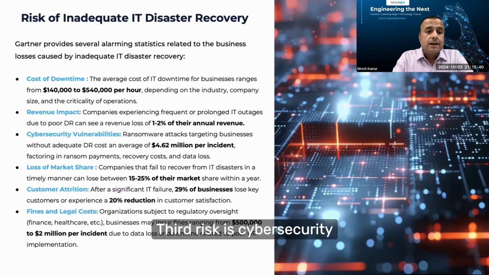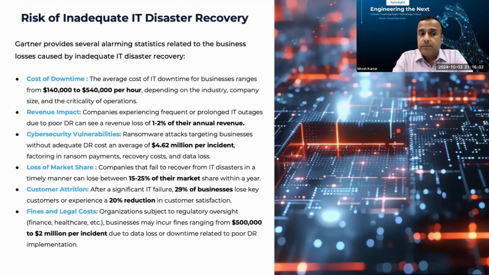The third risk is cybersecurity vulnerabilities. If a business organization does not have an IT disaster recovery in place, then in case of any disaster, a cybersecurity attack like ransomware and so on, the business organization is supposed to lose 4.6 million per incident.